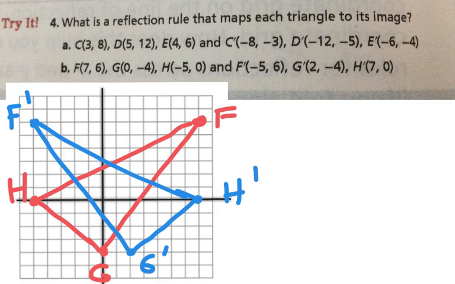It's not quite the y-axis, right? It's between them. Let's see if it follows for all of them. So for H and H prime, there's their midpoint. Right here, G and G prime, here's their midpoint. So the line that goes through them all is going to be a vertical line, but it's not the y-axis.